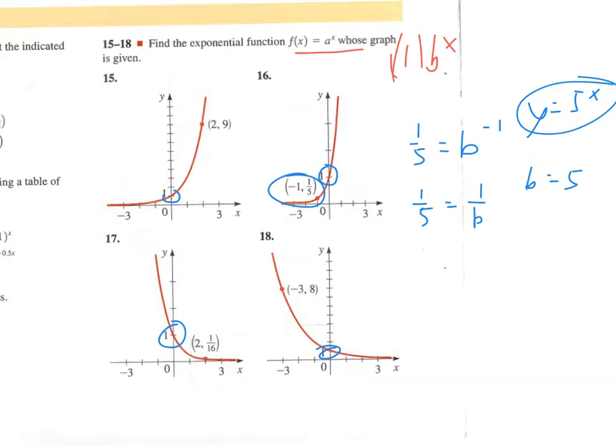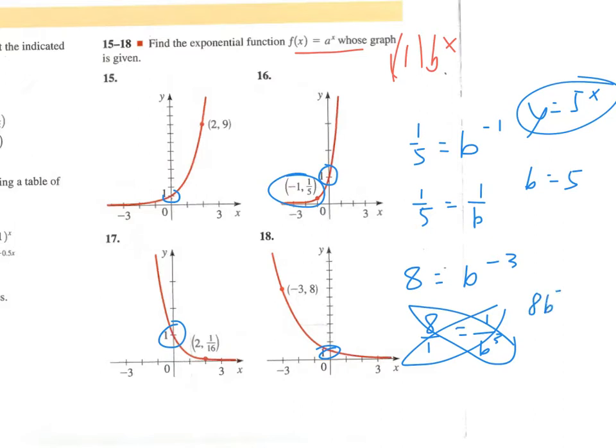So the next one here, same idea. You can write it as 8 equals b to the power of -3. And so you could say 8 over 1 equals 1 over b to the third. You can go ahead and cross multiply here. And so it would say 8 times b to the third equals 1. You can divide by 8. So b to the third equals 1 over 8. And then you can do a cube root. And so b would have to equal 1/2. So I would just say y equals 1/2 to the power of x.